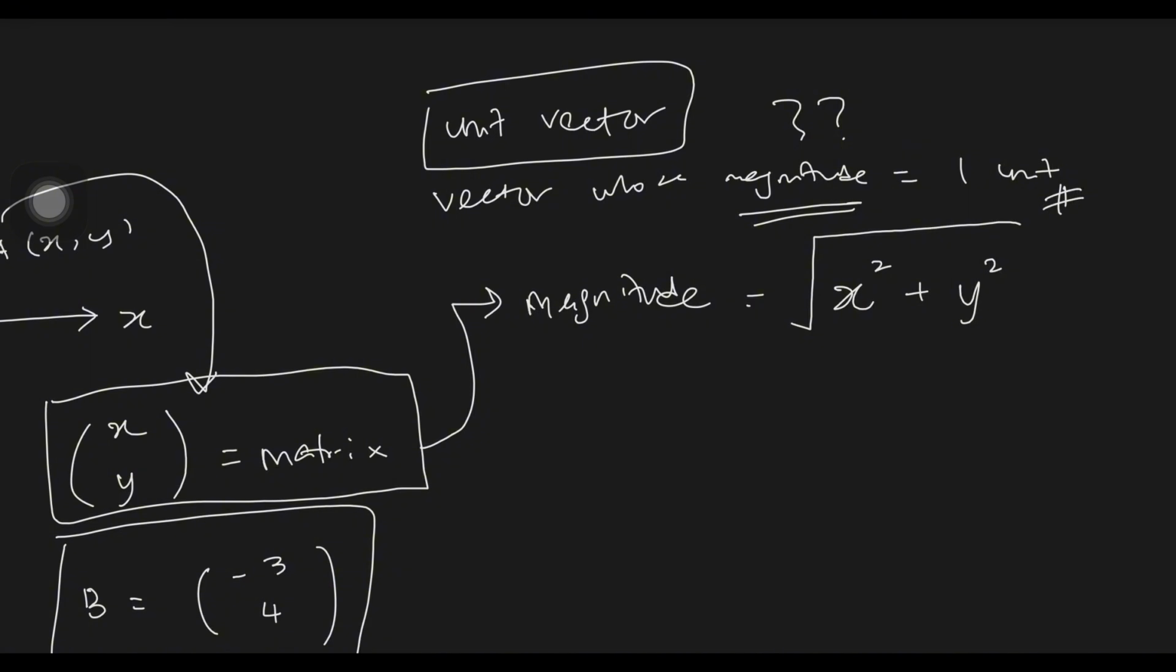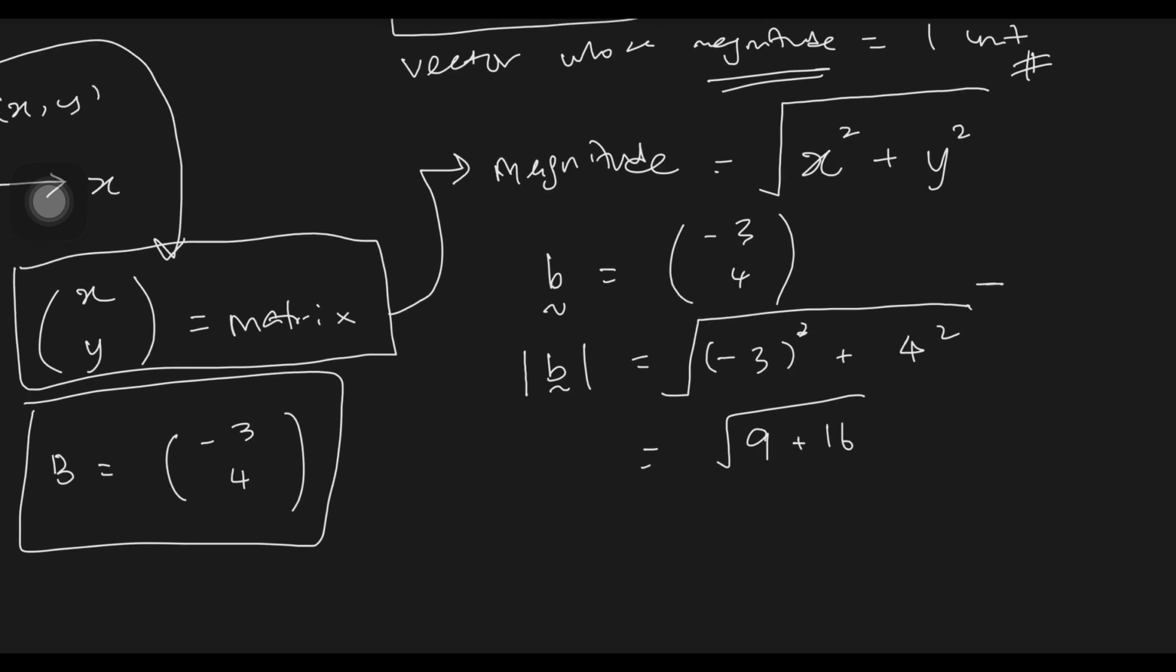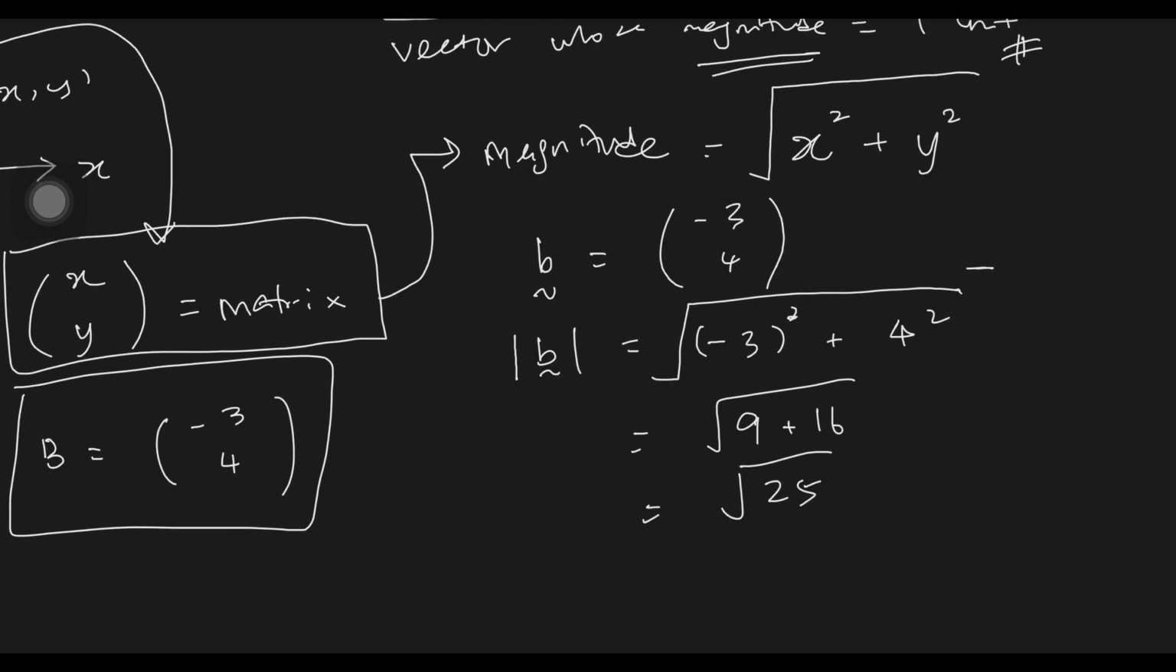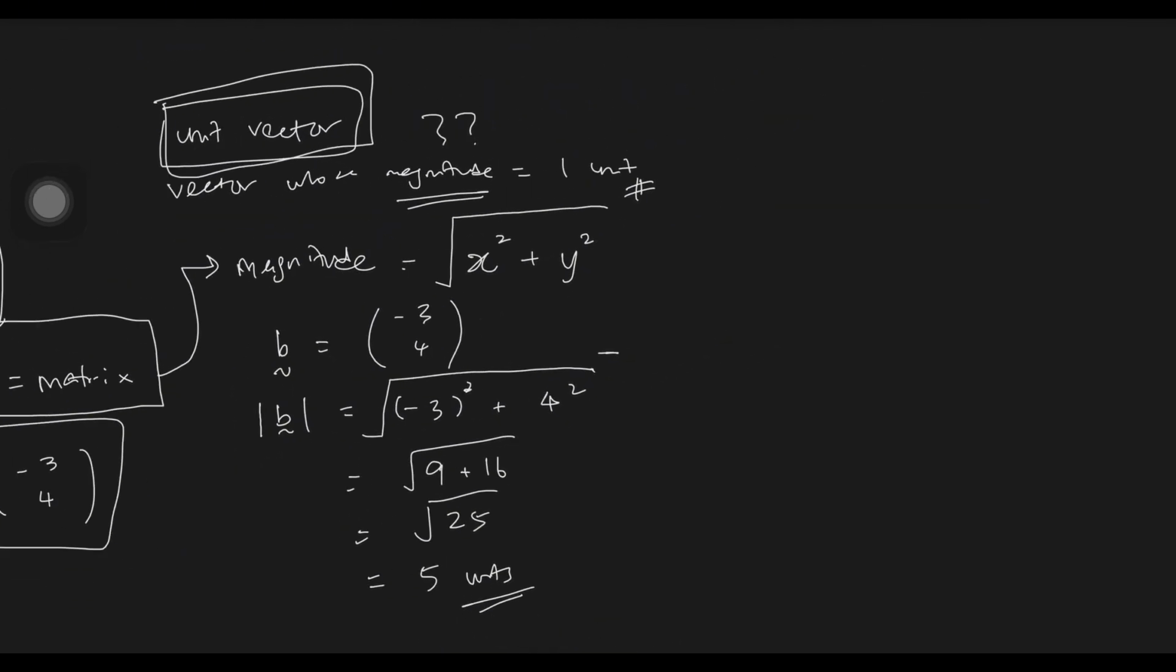So meaning to say, let's say you have a vector b. Again, I'm going to write it like this. So your magnitude, recognized by two long modulus signs, will be equal to the square root of (-3) squared plus 4 squared. So what do you have? You have 9 plus 16, am I right? And the square root of 25 will give you 5 units. Okay, now we have the magnitude.